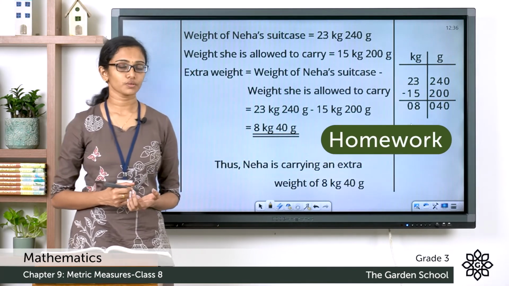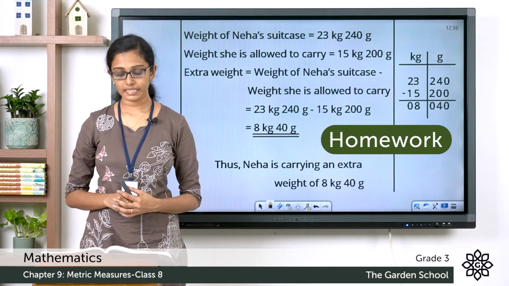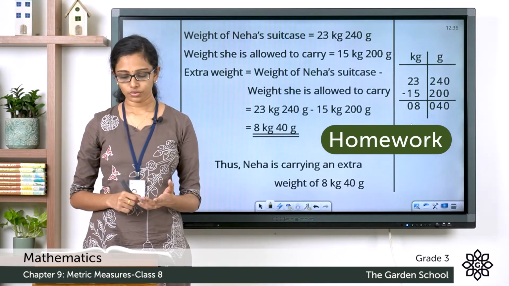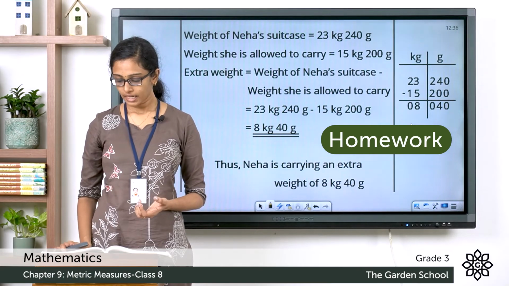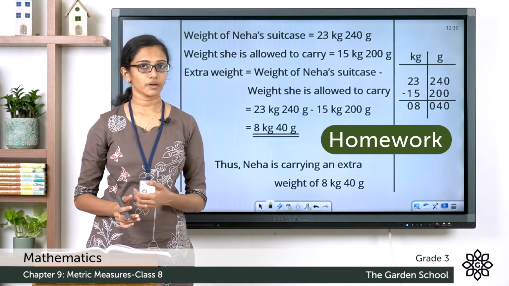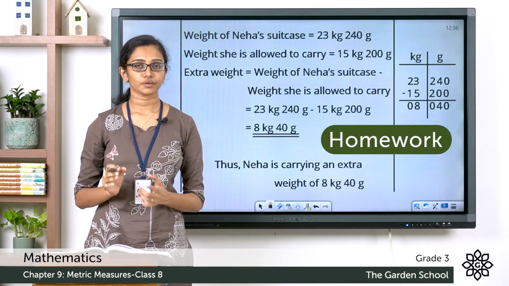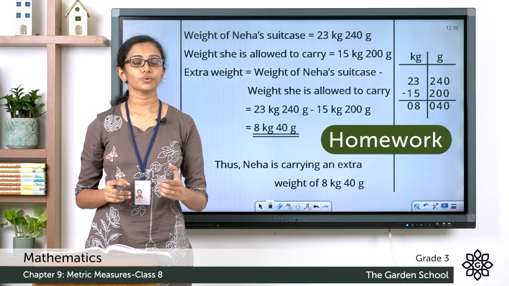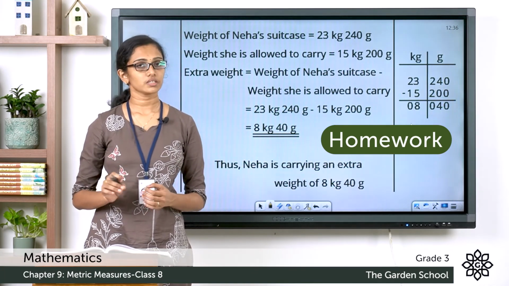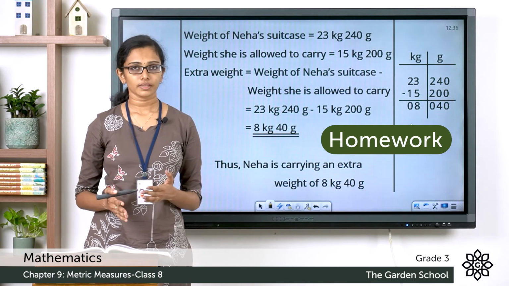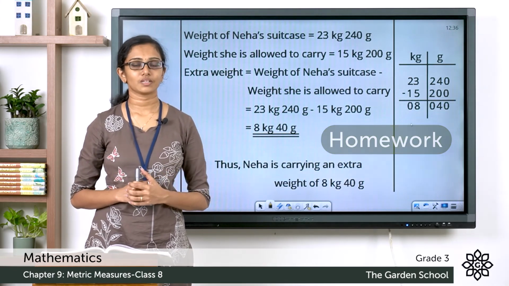Now children, you have to go through the topic word problems on page number 125. These questions are given there. Go through these questions once again. Now you have to move on to exercise 9.5. A few word problems are given in the exercise. Question number 3, 4 and 5. You have to go through these questions, write them down in your notebook and work them out. Once you are done with them, take a picture and send it to us on Teams.